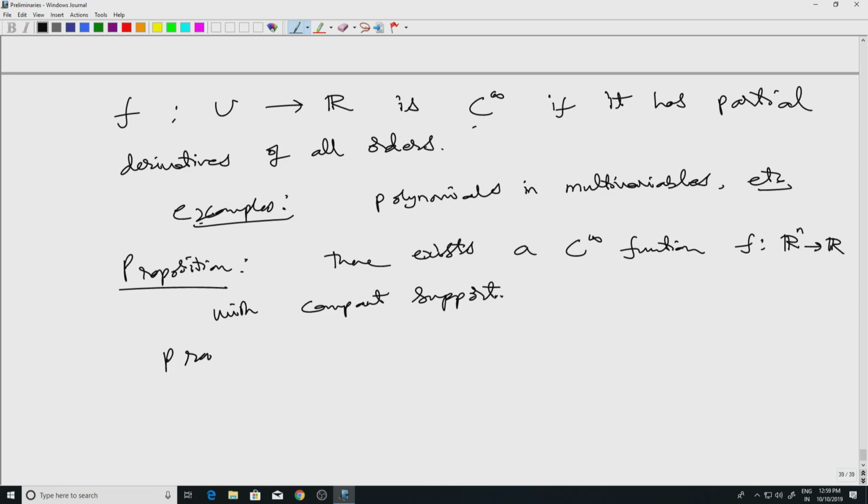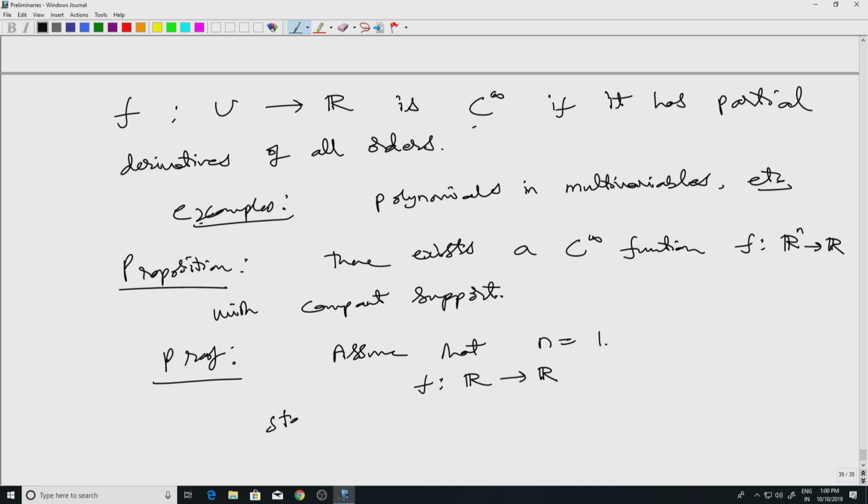Proof: assume that n equals 1. So all I want is a function from R to R which is C infinity and has compact support. All right, so now assume that n equals 1.